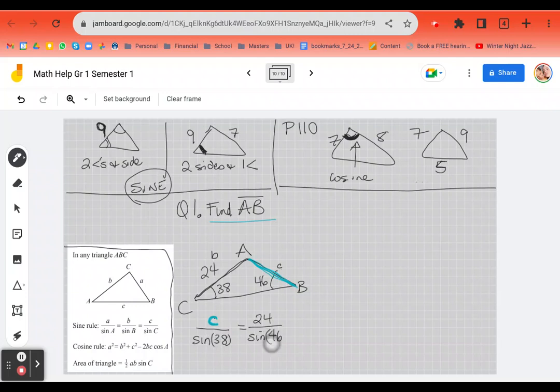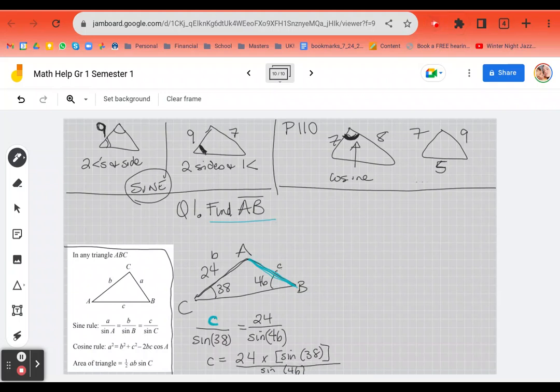And now I'm going to isolate or make C the subject. And so I do my little cross multiplication where I have C equals 24 times sine 38 and divided by sine 46. And I'll see you back here in a second.